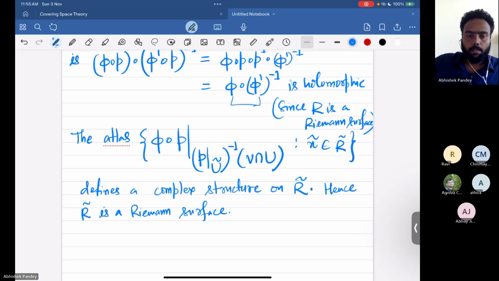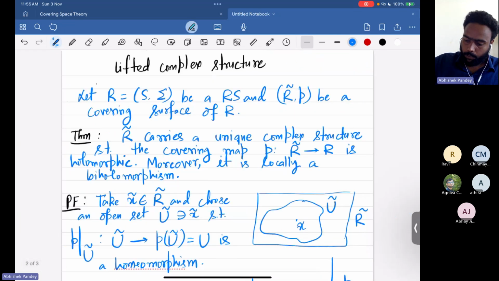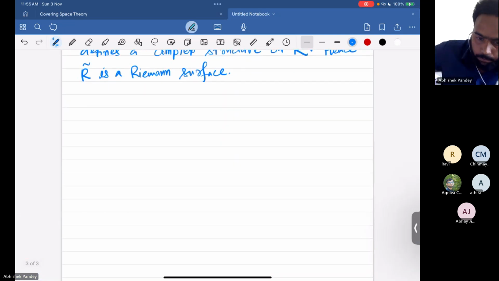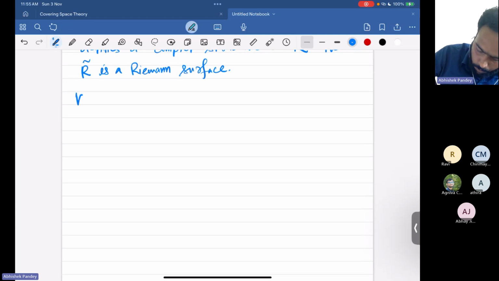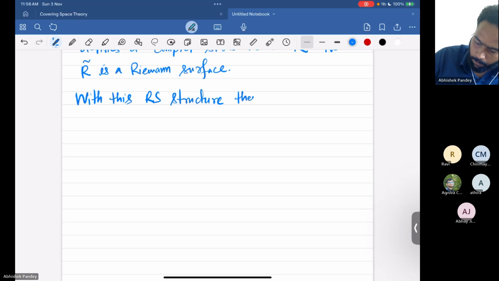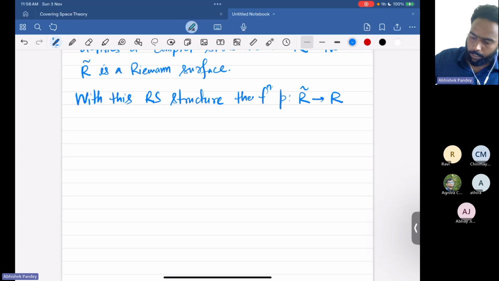Up to this it is clear? Okay. So now what else? So we have given a complex structure. Now we have to show that in this complex structure, the covering map is holomorphic. And then we need to show the uniqueness. Okay. So with this Riemann surface structure, the function P such that R tilde to R.